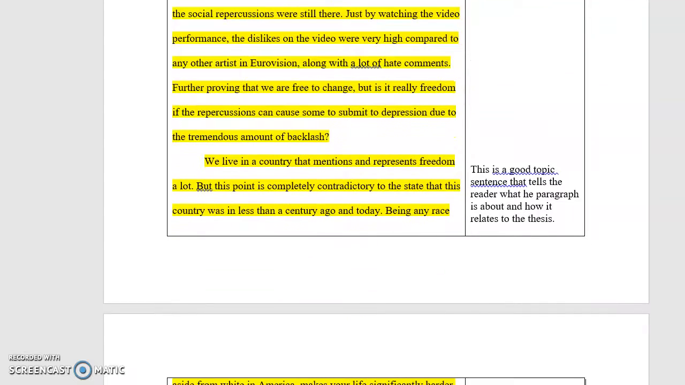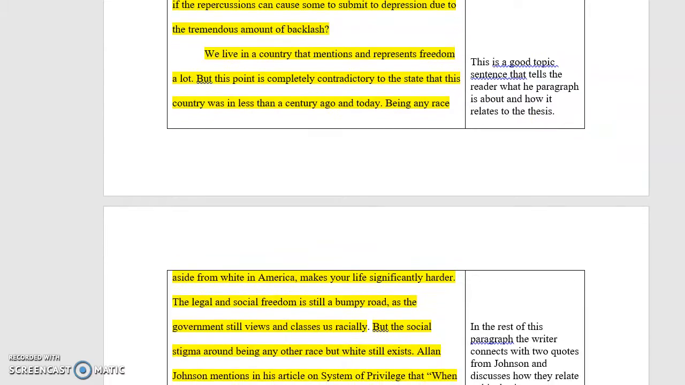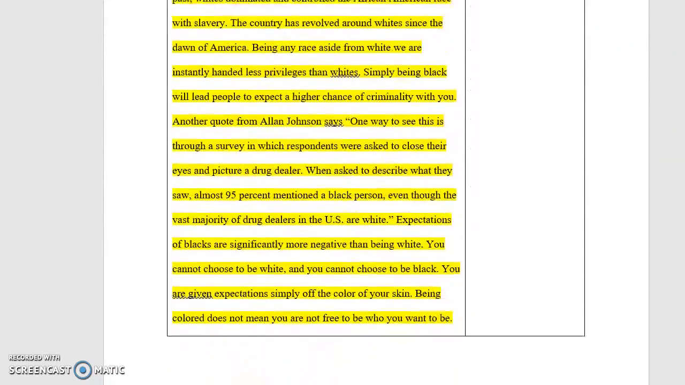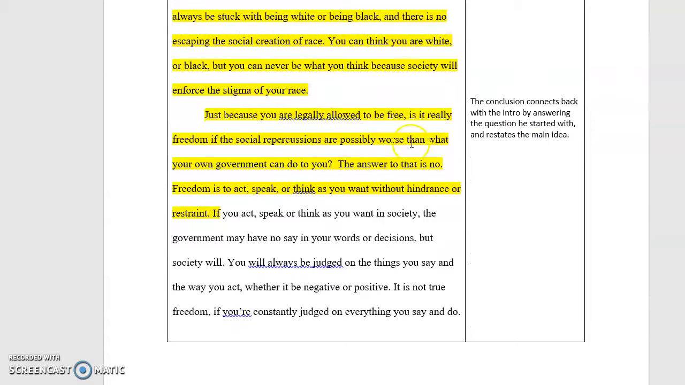Here's another paragraph, another good topic sentence, and he relates it to his thesis. Make sure you're always coming back to that thesis statement, always explaining what it is your whole essay is about. Finally, at the end of his essay, he goes back to where he started, connects back with his introduction, and restates his main idea. Now this essay is a little bit short, but that's okay. If your essay is not a lot longer than this, that's fine because it is the first one. But that gives you an idea of what you should have in your essay.